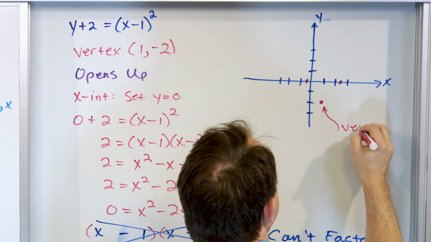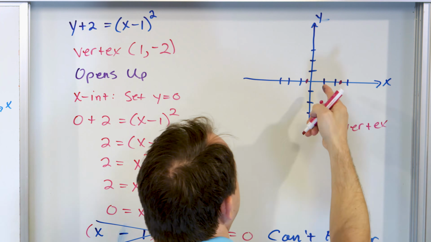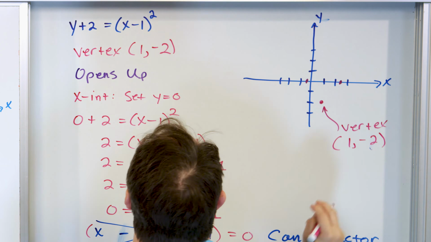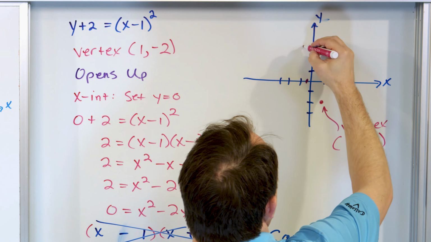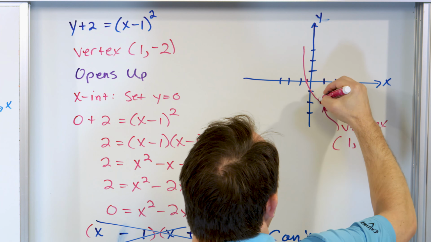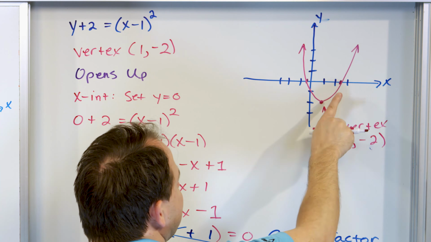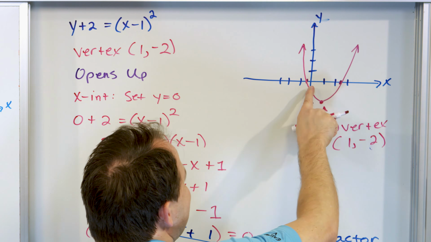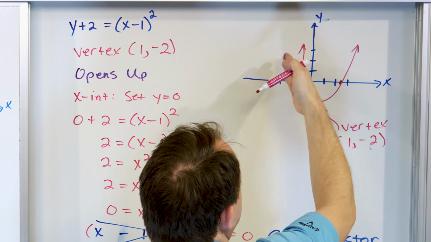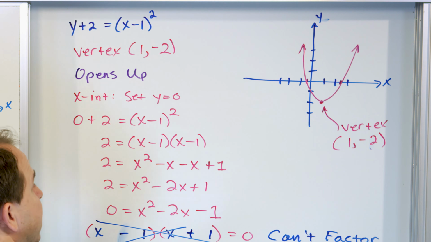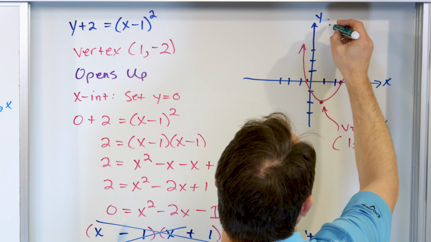This is the vertex at 1 comma negative 2. Whoops, 1 comma negative 2, like this. And this parabola is going to go through this point down here and then through this point up there, like this. It's going to cross at positive 2.4 and negative 0.4. So you can see that those make a nice symmetric parabola, and then we can look in the middle and say, where is the axis of symmetry?